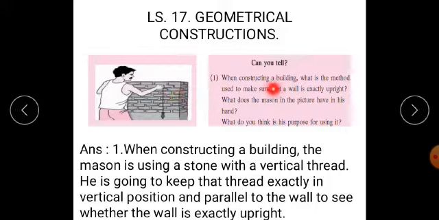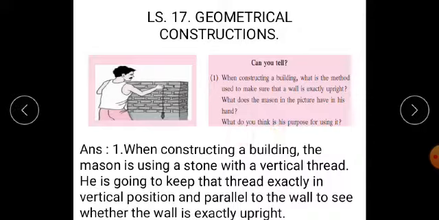Can you tell, when constructing a building, what is the method used to make sure that a wall is exactly upright? What does the mason in the picture have in his hand? And last one, what do you think is his purpose for using it?